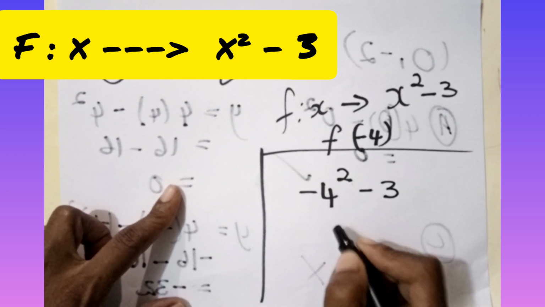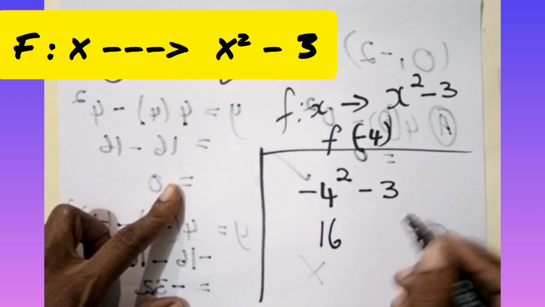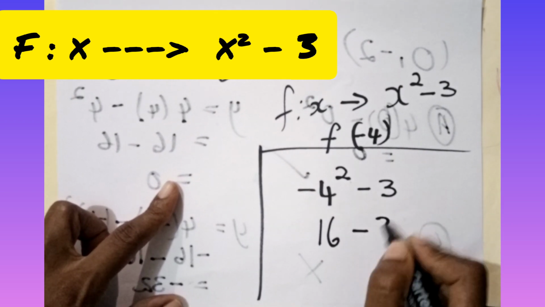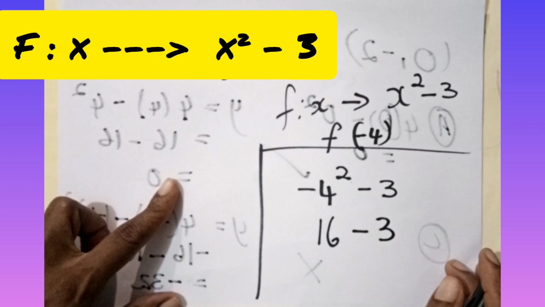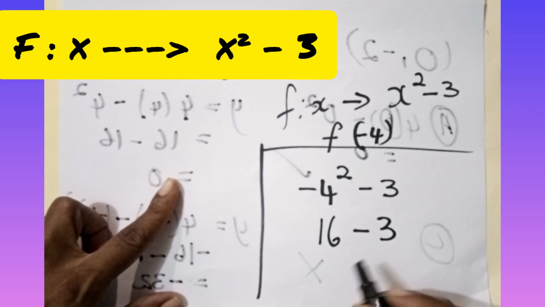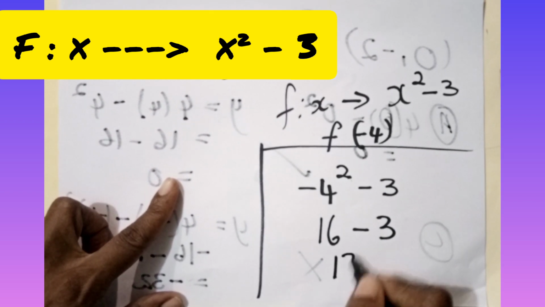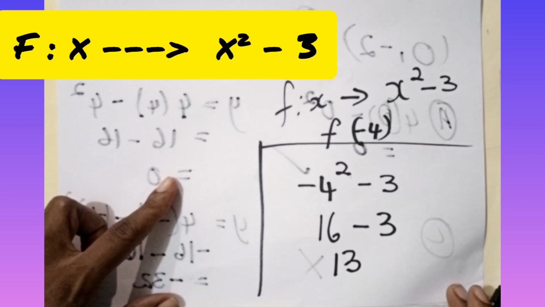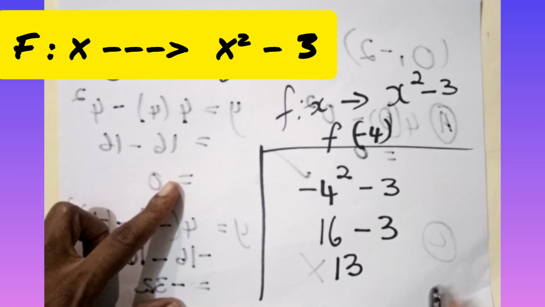So negative 4 squared means negative 4 times negative 4. That will give us positive 16. So it is 16 subtract 3. 3 from 16 gives us 13. So your answer is 13.